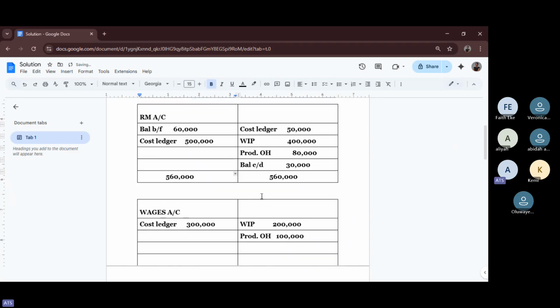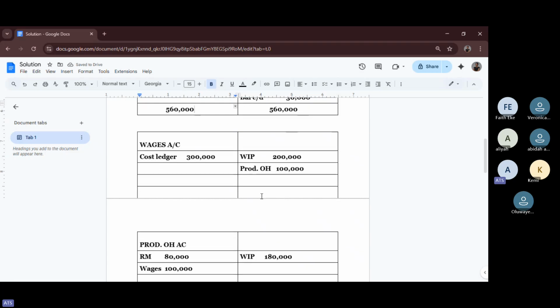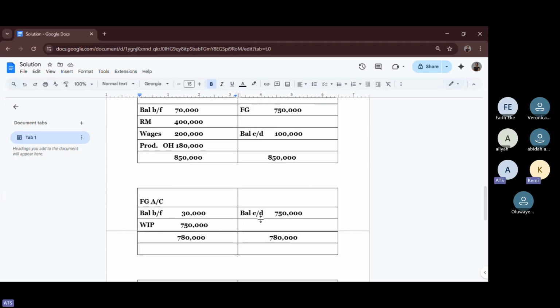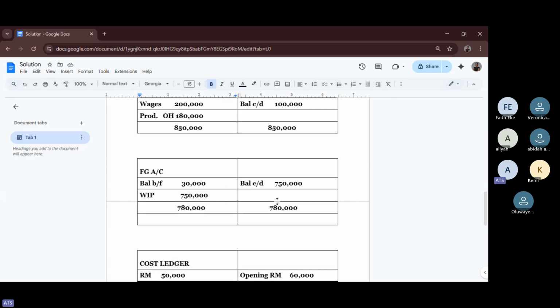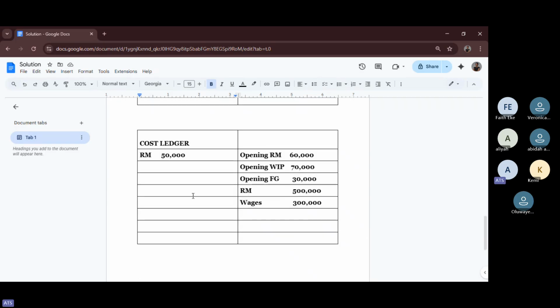Okay, so we've closed this. This one balances itself. This one balances itself. We've closed this. We've closed this. Now let us close this. So what will be the balance here? 910. 910. Yes, okay, ma'am.